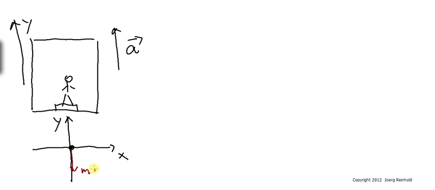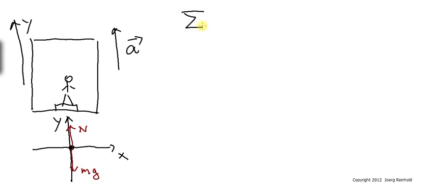The weight acting vertically downwards, the normal force exerted by the scale on the person is acting upward. And that is what the reading of the scale is. The scale reads the normal force of the person. Now I apply Newton's law.